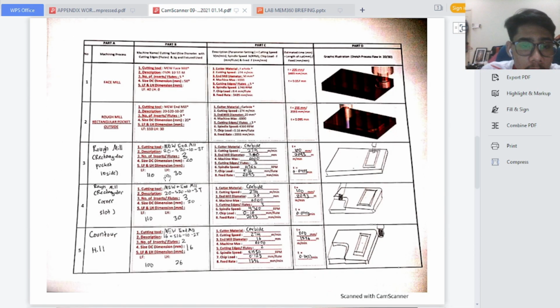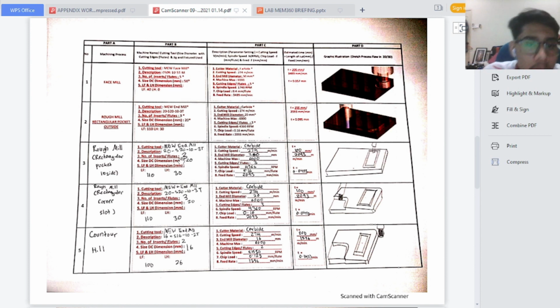So how to use it? We use the cutting tool, which is the MEW end mill. The description is 20 S20 10 3T. The number of inserts is 3 and the size dimension is 20. Next, the LF and LH dimensions are 110 and 30.